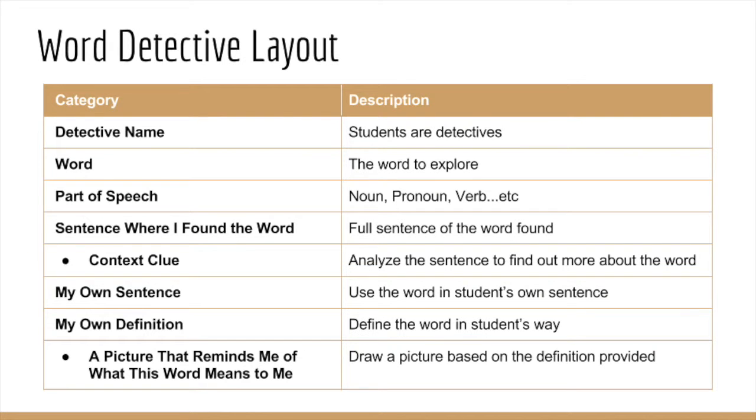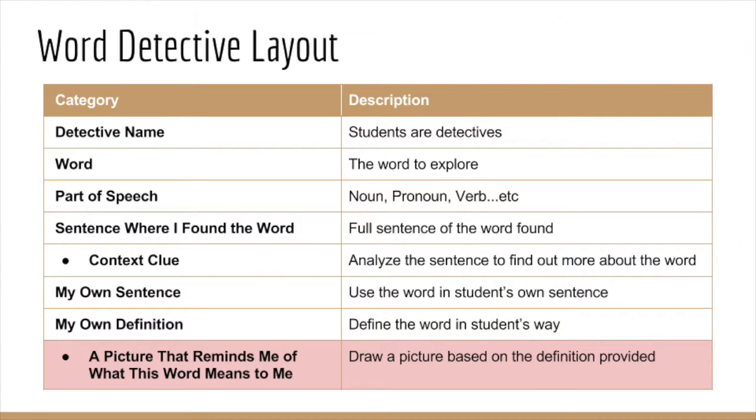Going back to the table, the category My Own Sentence is where the students incorporate the word into a new sentence, while My Own Definition is where the students define it in their own words. For example, the word enormous can be rewritten as large, gigantic, really big, or incredibly overwhelming.